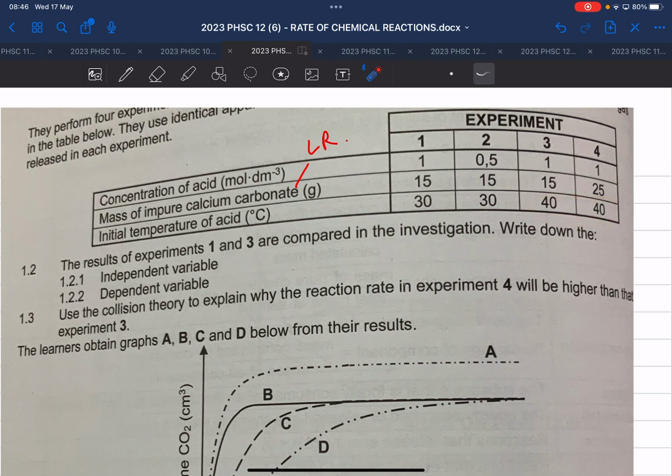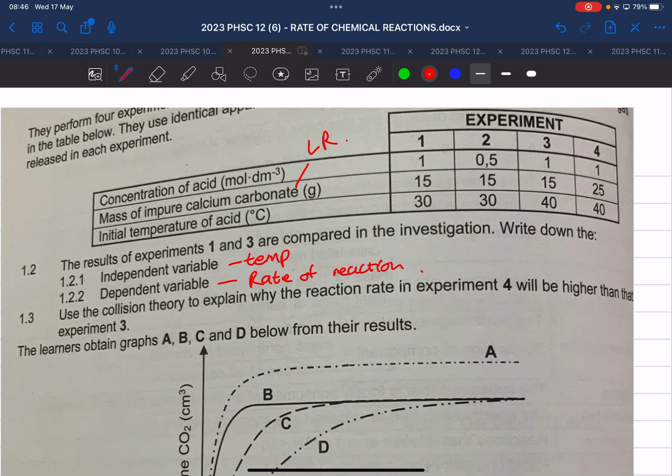Now they say the results of experiment 1 and 3 are compared in the investigation. Let's check. Same concentration, same mass. It's the temperature that is different. So they asked, write down the independent variable. Independent variable is the thing that we changed. What is that? Temperature. Dependent variable is the thing that we measure. What is that? Yes, the rate of the reaction.